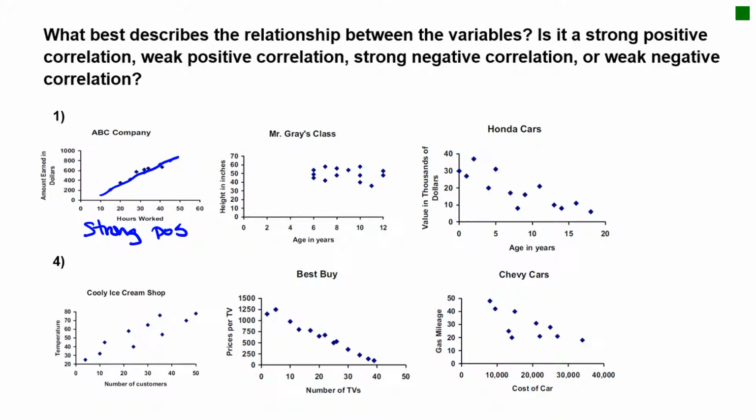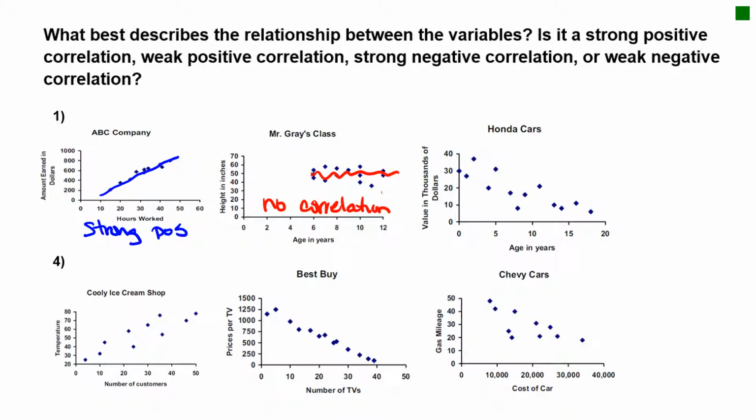Miss Gray's class, age in years and the height in inches. Do you see any correlation really between that? Does it rise or does it fall is what we're looking for. Here, I'm going to say there is no correlation. Okay, it sort of is like a heartbeat. It doesn't go all the way up or all the time down.